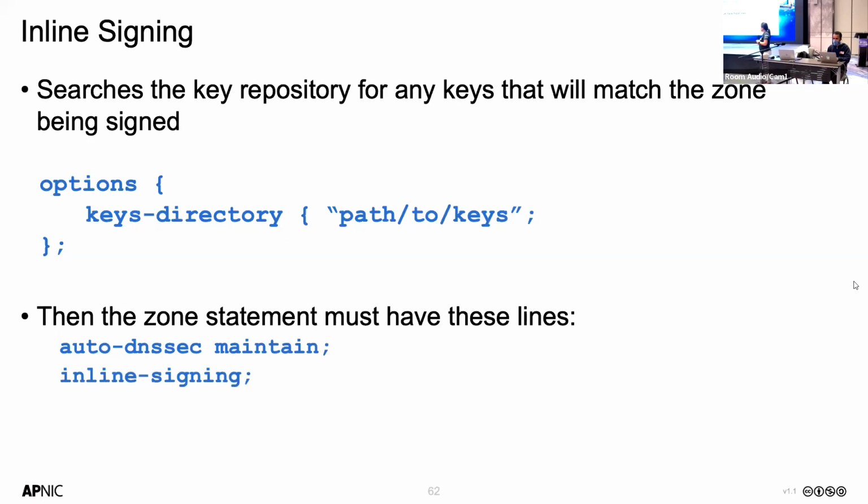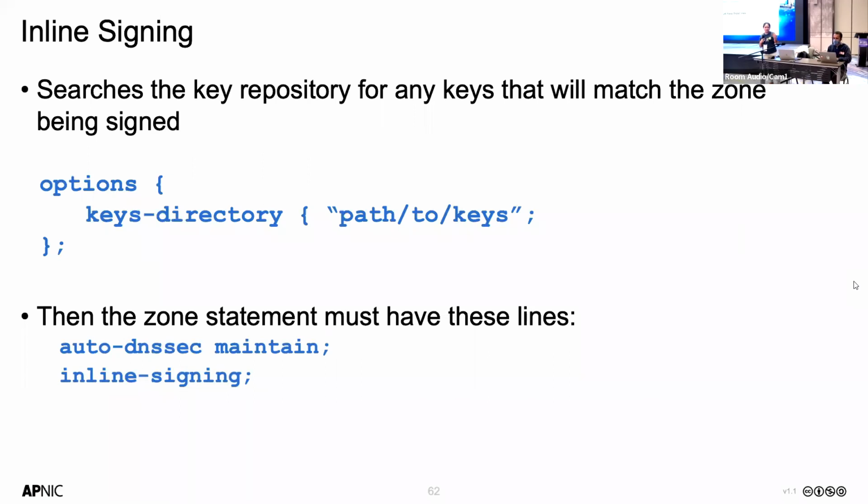These are the commands when you do inline signing. You specify where the key repository is using the keys directory, which generally you will add in the options statement in your configuration file. If you wish to add it specifically for one zone only or a number of zones, then you can also add it in the corresponding zone statement. And then you will have these 2 lines under the zone statement: auto-dnssec maintain and inline-signing.